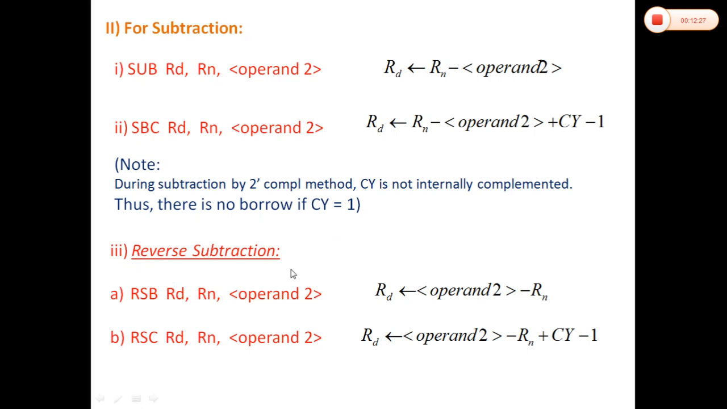Now there are instructions available for reverse subtraction. Reverse subtraction: RSB Rd, Rn, operand 2. This is similar to the previous one, except the operands are reversed. That means here Rn is subtracted from operand 2 and the result is stored in Rd. Instead of operand 2 being subtracted from Rn, it is Rn subtracted from operand 2 and the result is stored in Rd. That's all about reverse subtraction. And also there is a reverse subtraction with borrow. Again, it is similar to this, except the positions of these operands are reversed.